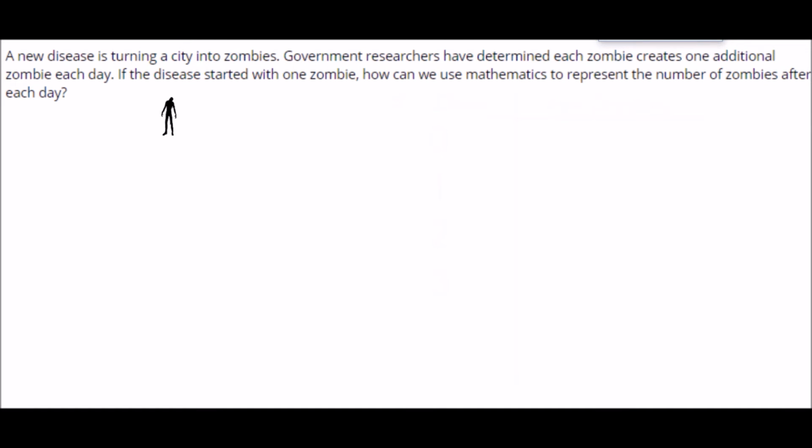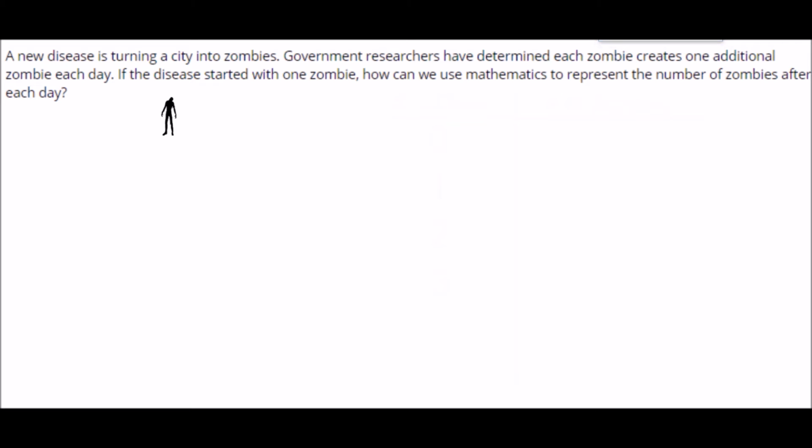So if we are looking at exponential functions, we can model it using this situation as a kind of introduction. A new disease is turning a city into zombies. Government researchers have determined each zombie creates one additional zombie each day. Disease started with one zombie. How can we use mathematics to represent the number of zombies after each day?